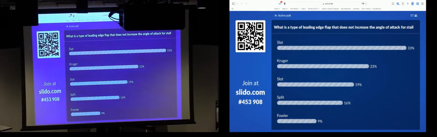Slat is just a slotted leading edge flap. Yeah, the Kruger flap. So the Kruger flap is a split flap on the leading edge. It drops down from the lower surface. And on older aircraft, 737s, 727s, even 747s, we use Kruger flaps.